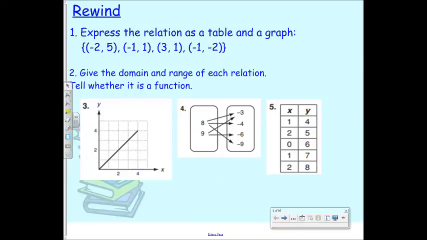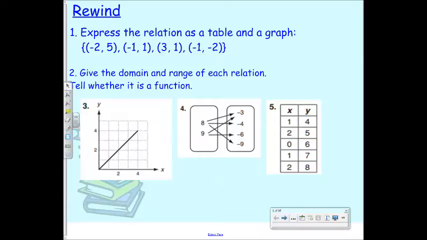Okay, so which one of these in 3, 4, and 5, 4 and 5 were not functions? Why not? Alejandra? What was 5? It had like a repeating domain. Yeah, stuff shows up more than once in the domain, right? So x has 1 more than once and 2 more than once, therefore it can't be a function.